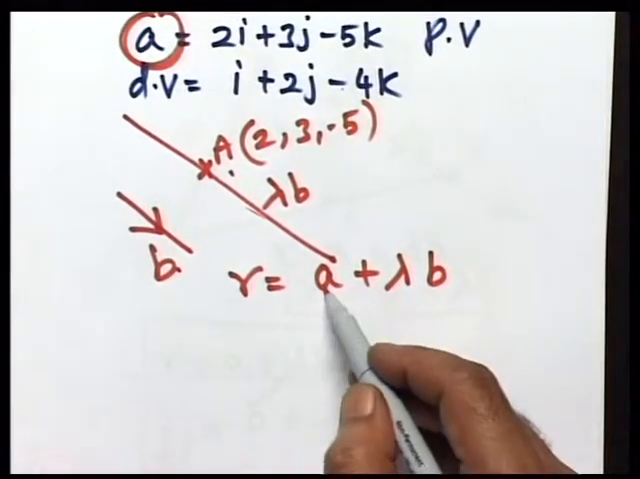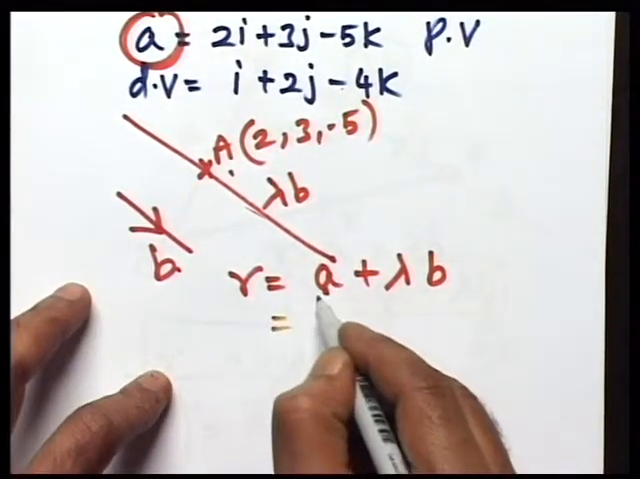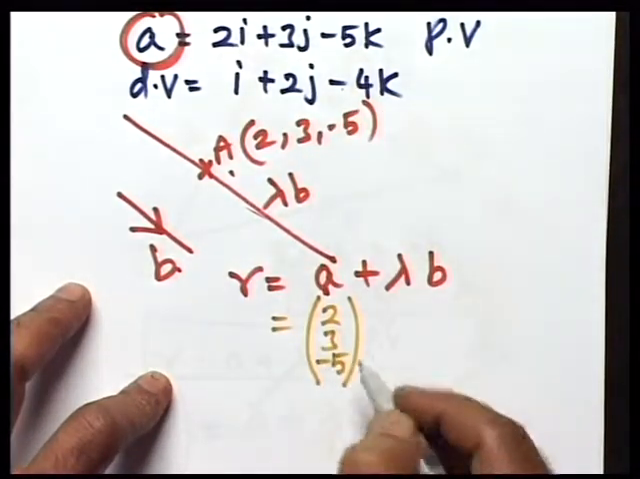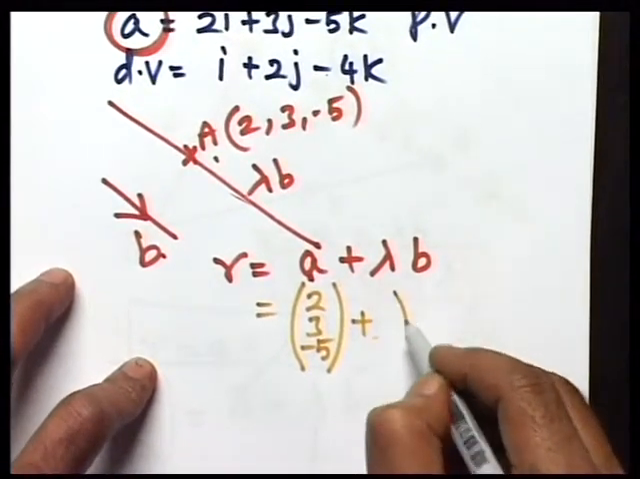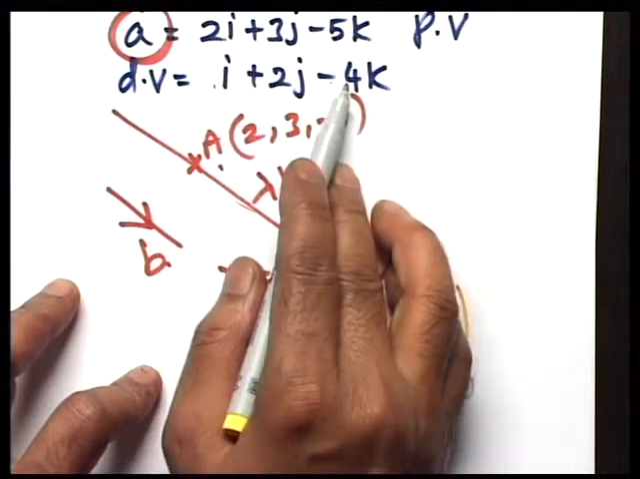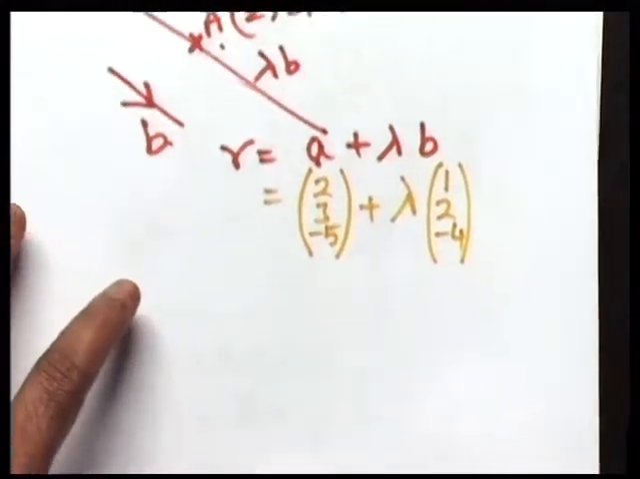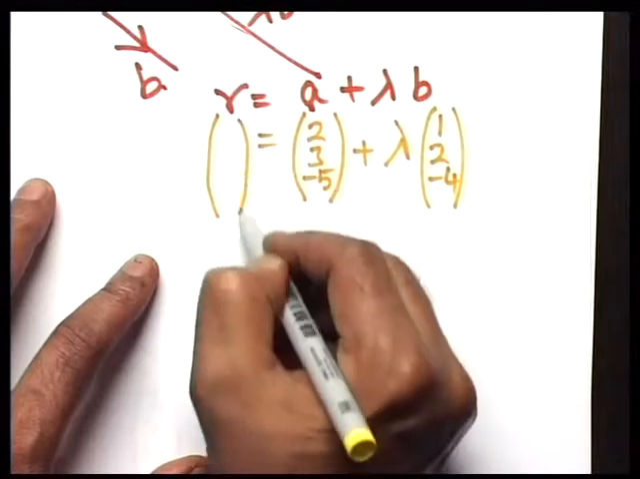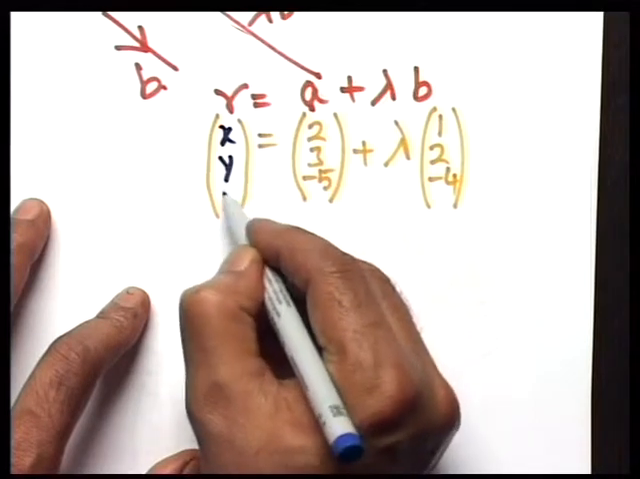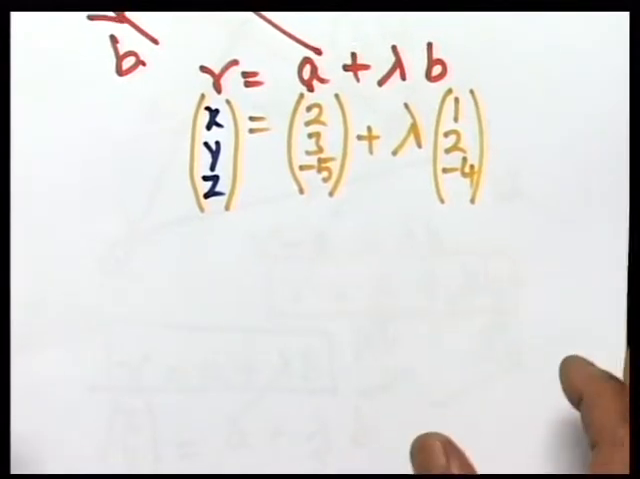Watch very carefully. A is the position vector. So we copy the position vector as a column, 2, 3, minus 5, plus lambda times B, and B is the direction vector 1, 2, minus 4. I'm just taking those numbers, please. Now, this is called the equation of a straight line, or that line in the vector form. We know R equals x, y, z.